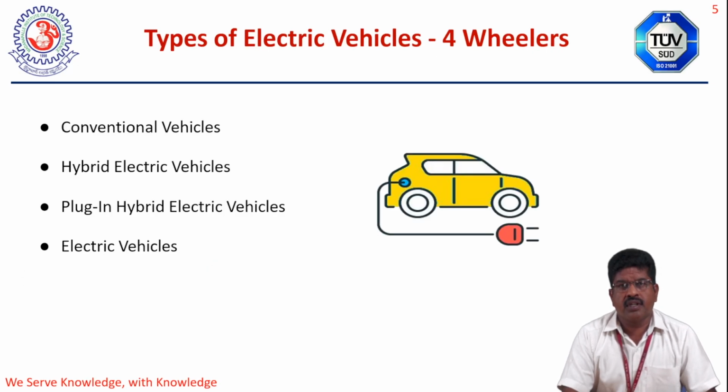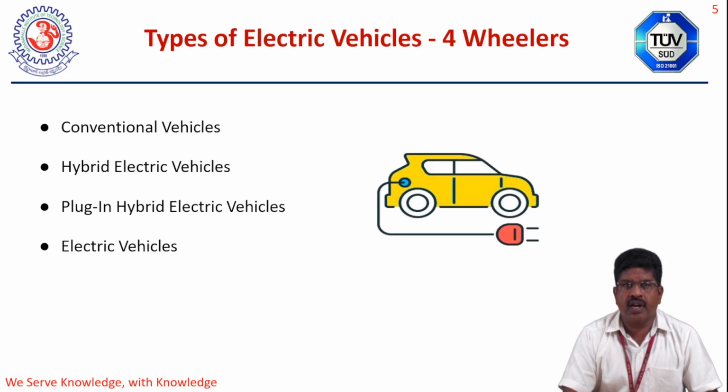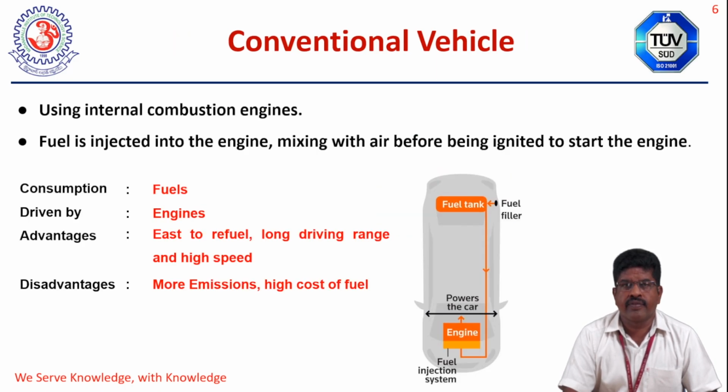Coming to the types of four-wheeler electric vehicles, here we can see that we have conventional vehicles, hybrid electric vehicles, plug-in hybrid electric vehicles, and electric vehicles. Coming to the first type, the conventional vehicle, these vehicles use internal combustion engines or IC engines. In this type of vehicle, the fuel is injected into the engine, and the fuel is mixed with the air before it is injected to start the engine.